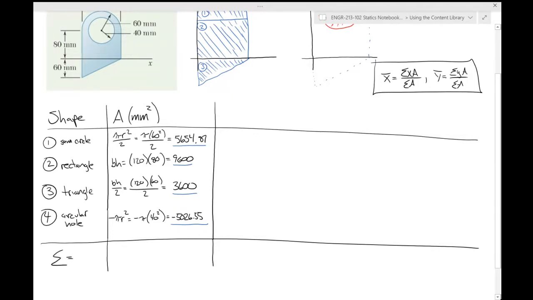I'm putting over here this Greek letter sigma because I'm going to be summing this up. Go to your formulas up here. I need to do the sum of XA divided by the sum of A, and then the sum of YA divided by the sum of A. So I need the sum of the areas. So let's sum up these areas right now, and let's see what we get.